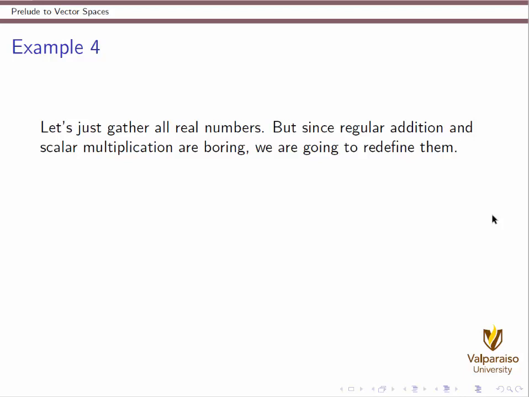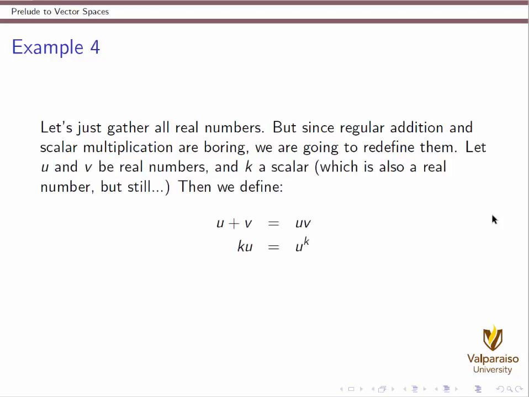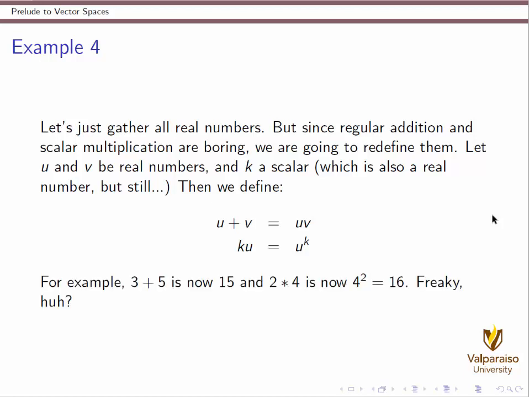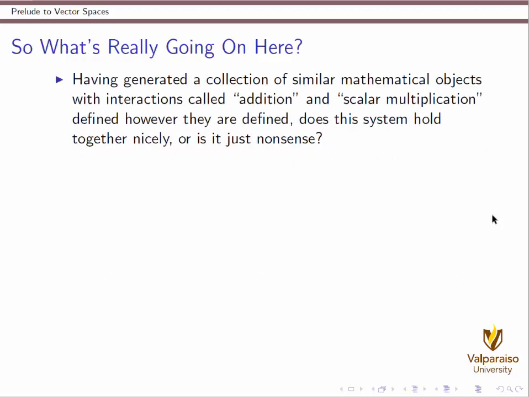Okay, one last example. We're just going to pull together all the real numbers. But regular addition and scalar multiplication, we're tired of that, so let's switch it up. So u plus v will now be the product uv, and scalar multiple k times u will be u raised to the k. So 3 plus 5 is now 15. 2 times 4, the scalar 2 times the real number 4 is 4 squared, or 16. We can do this. We are in charge.